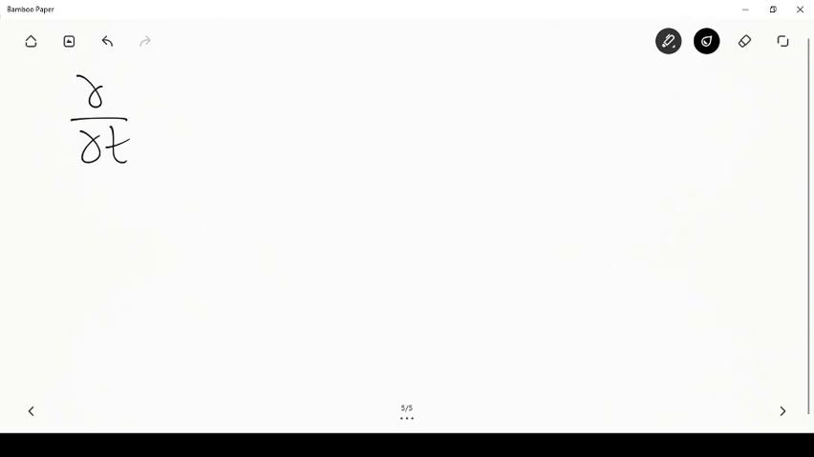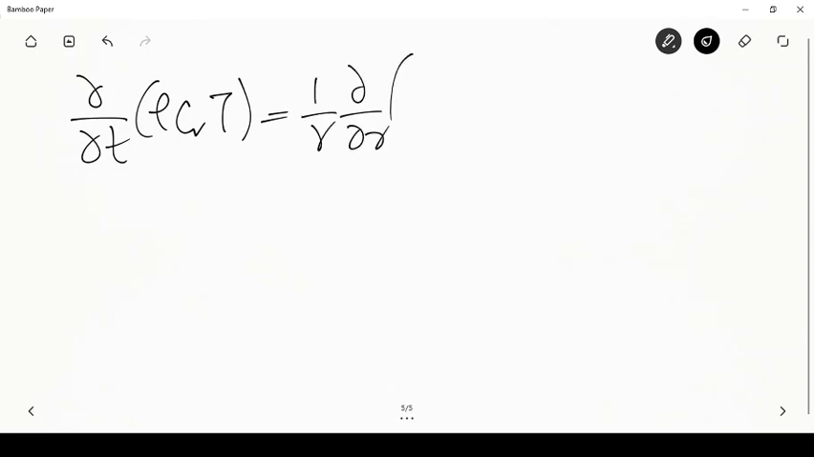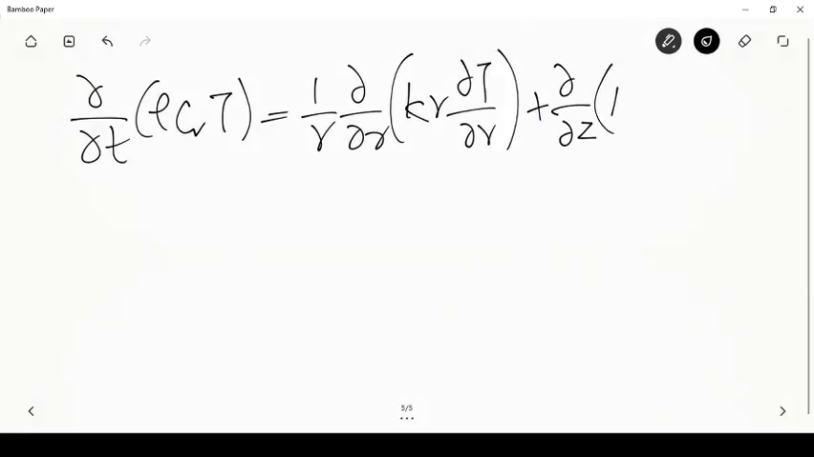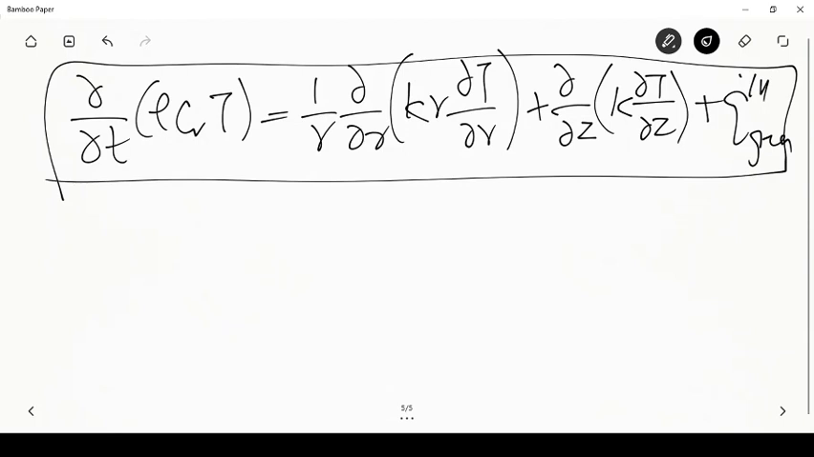del by del t of rho CV t is equal to 1 by r del by del r of k r del t by del r plus del by del z of k del t by del z plus q dot prime generation. So this is your two-dimensional heat conduction equation with r and z directions. Theta direction is taken to be circularly symmetric, so you get a two-dimensional heat conduction equation.